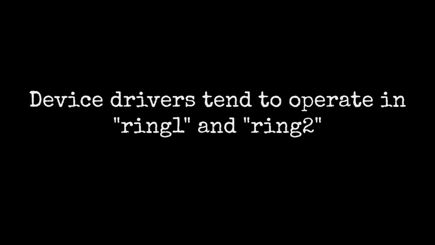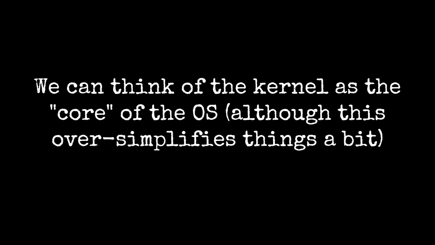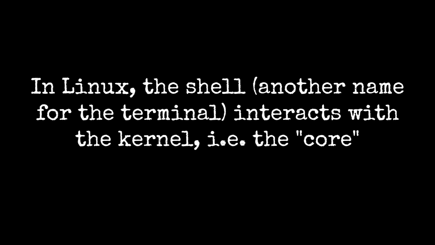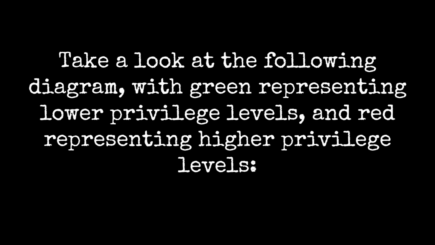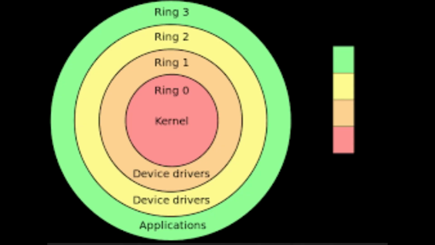The rings between 0 and 3 are mostly for device drivers. The best way to visualize this is thinking of the kernel as the core of the OS. There's a reason why it's called the kernel and the terminal is called the shell. Think of a nut. In the middle of a nut, you have the kernel in the center, surrounded by a shell. The shell sits in userland, aka ring 3, which interacts with the kernel at the core of the OS in ring 0. The following diagram represents this concept, with green representing lowest privilege and red representing highest privilege.